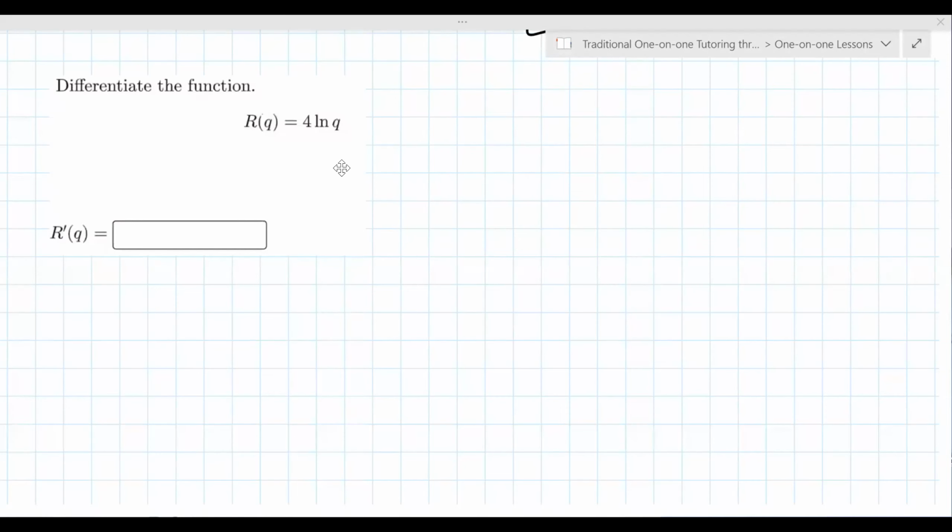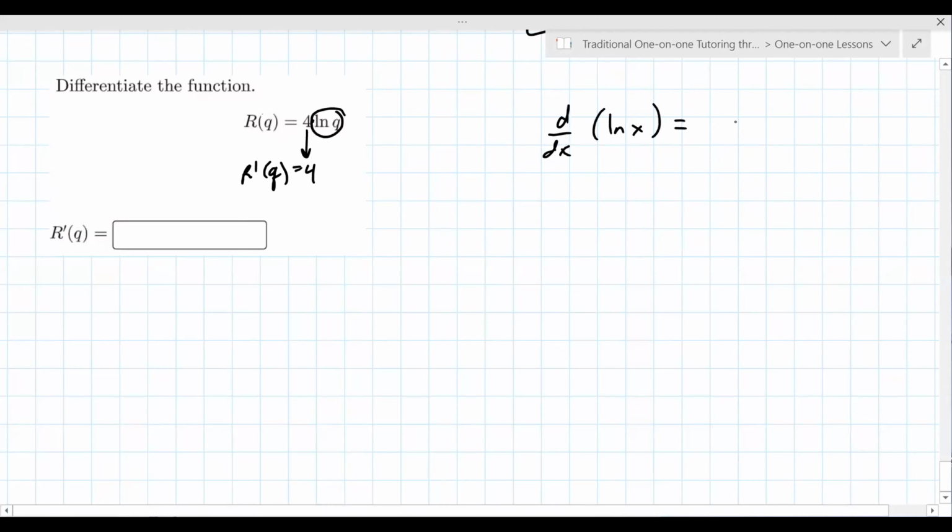Okay, so this one, if you're seeing my screen, says R of Q equals 4 natural log of Q. Whenever you have a constant, the constant just comes with it when you're taking the derivative, especially when it's multiplying. The derivative of natural log of x is always 1 over x. So the derivative of natural log of Q is 1 over Q. So the simplification here is 4 over Q, not x, because Q is the variable in this particular problem.